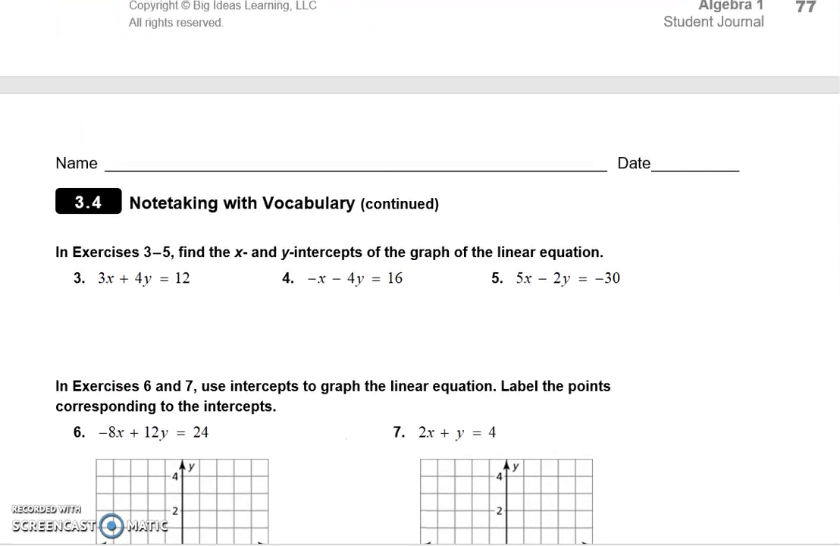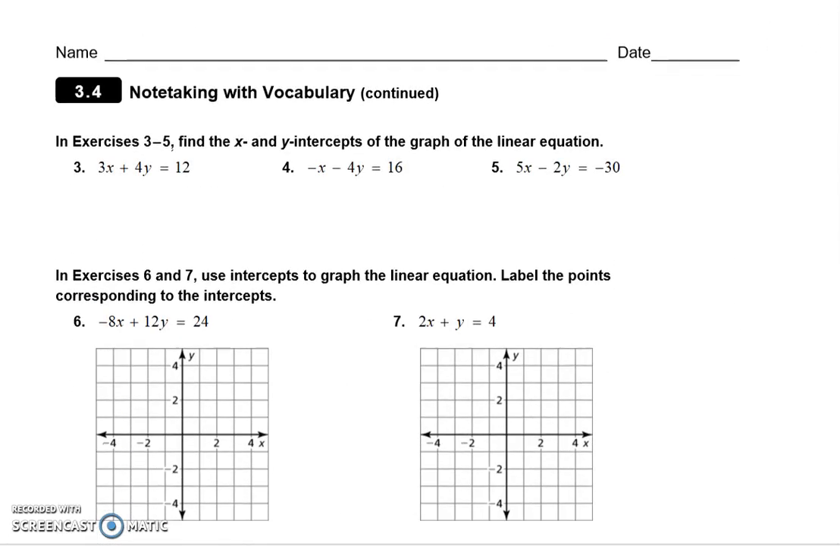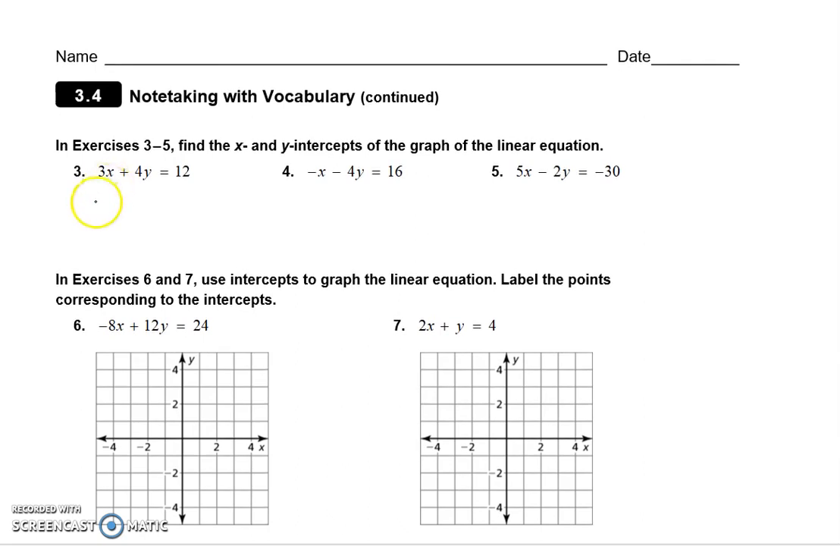Now, in exercises 3 through 5, we're going to find the x and the y intercepts. I would like for you all to be organized when you show your work on these. And the best way to do that is I like to make a little t-chart. So to find the x-intercept, we're going to set y equal to 0. So that's going to go away. We're left with 3x is 12 and x is 4. Then I want you to write it as the point 4, 0, because that is your x-intercept.